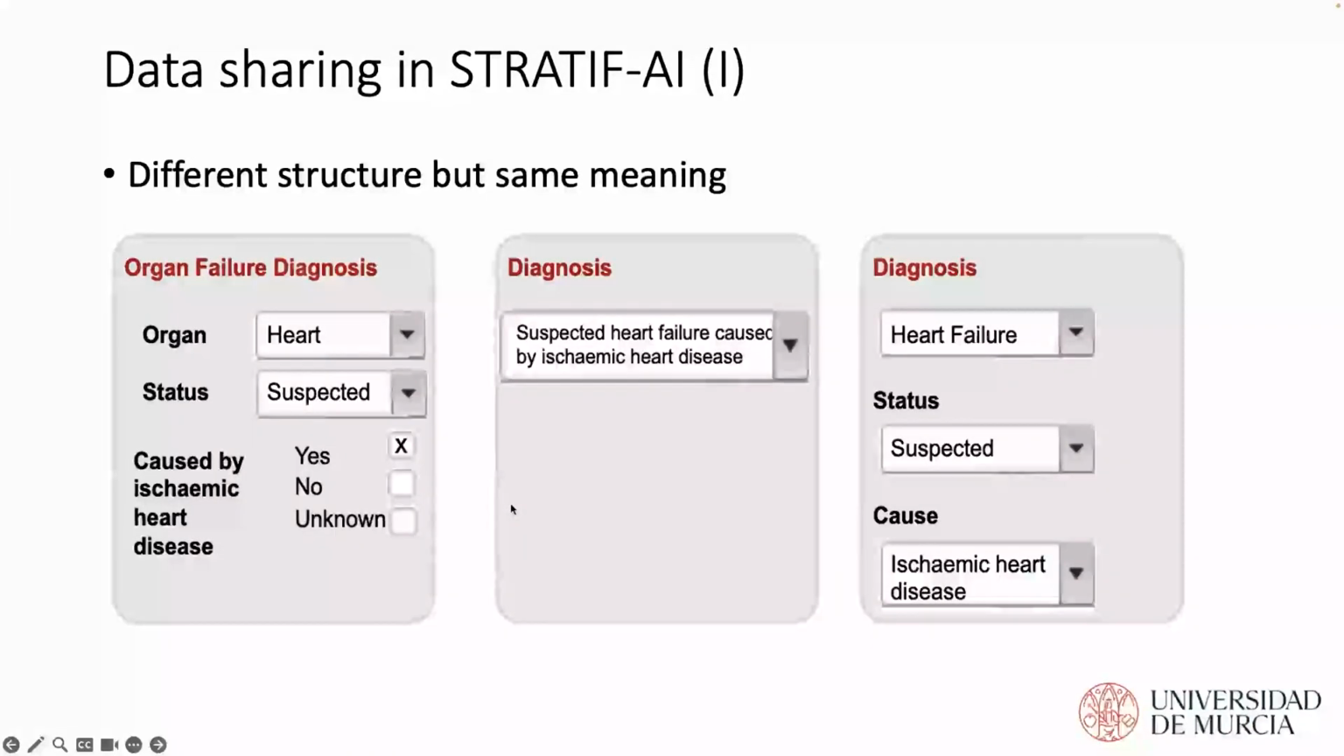So here we have an example of the same data, so the same meaning, collected by 3 different data entry forms with different fields, so with different structure. The 3 register a patient diagnosis of suspected heart failure caused by ischemic heart disease, but in 3 different ways.